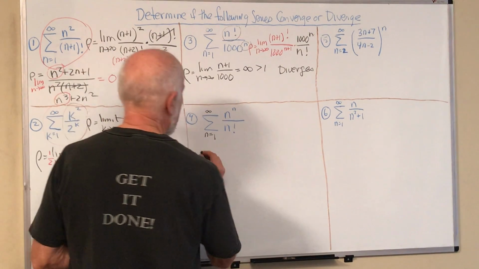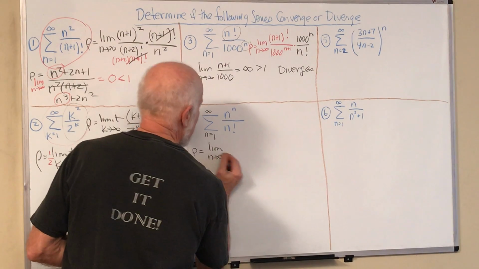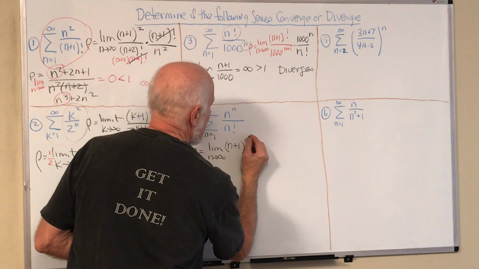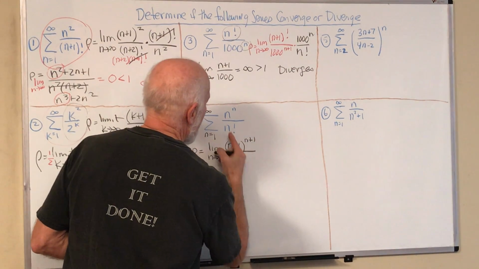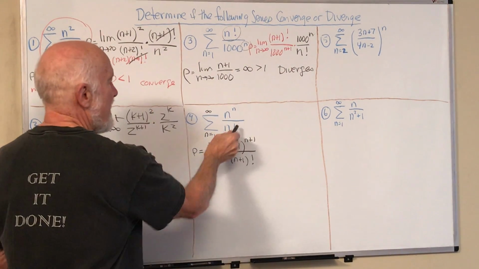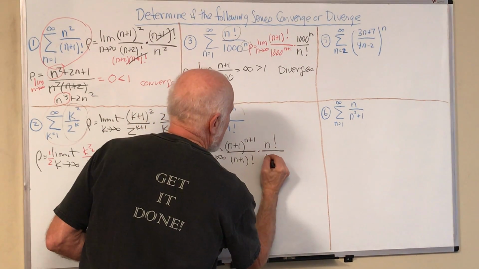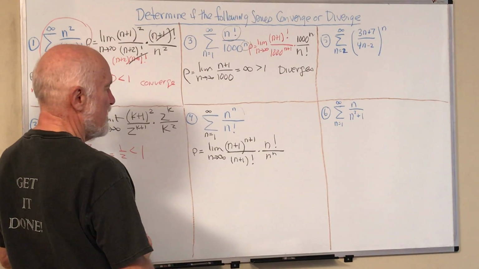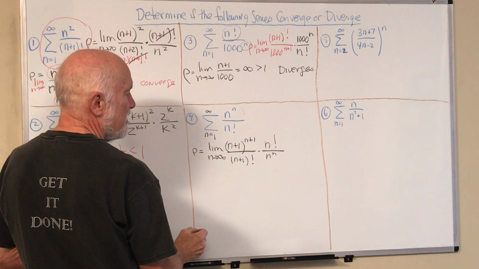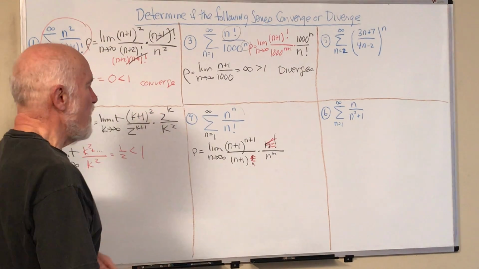So let's see what happens. Let rho equal the limit as n approaches infinity, and we get (n plus 1)^(n+1) over (n plus 1) factorial. Then I have to divide by this, or multiply by the reciprocal. Well, what cancels? n factorial over (n plus 1) factorial would just leave n plus 1 in the denominator.